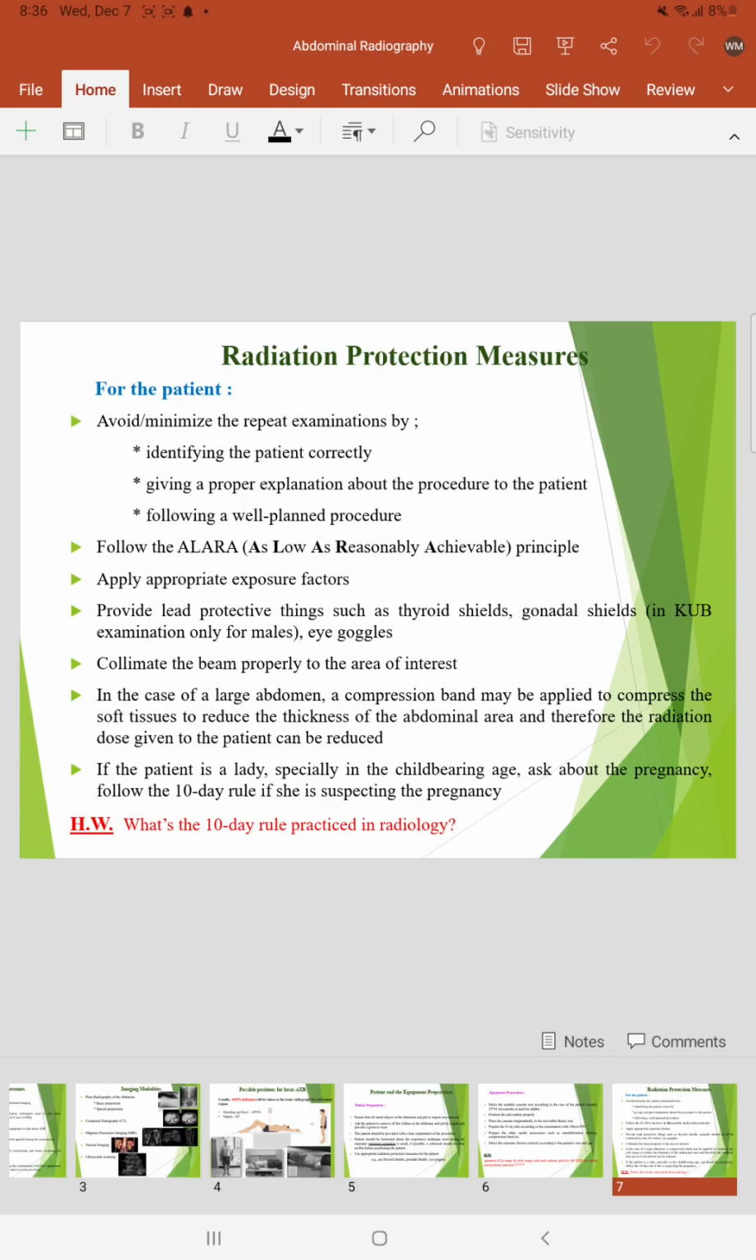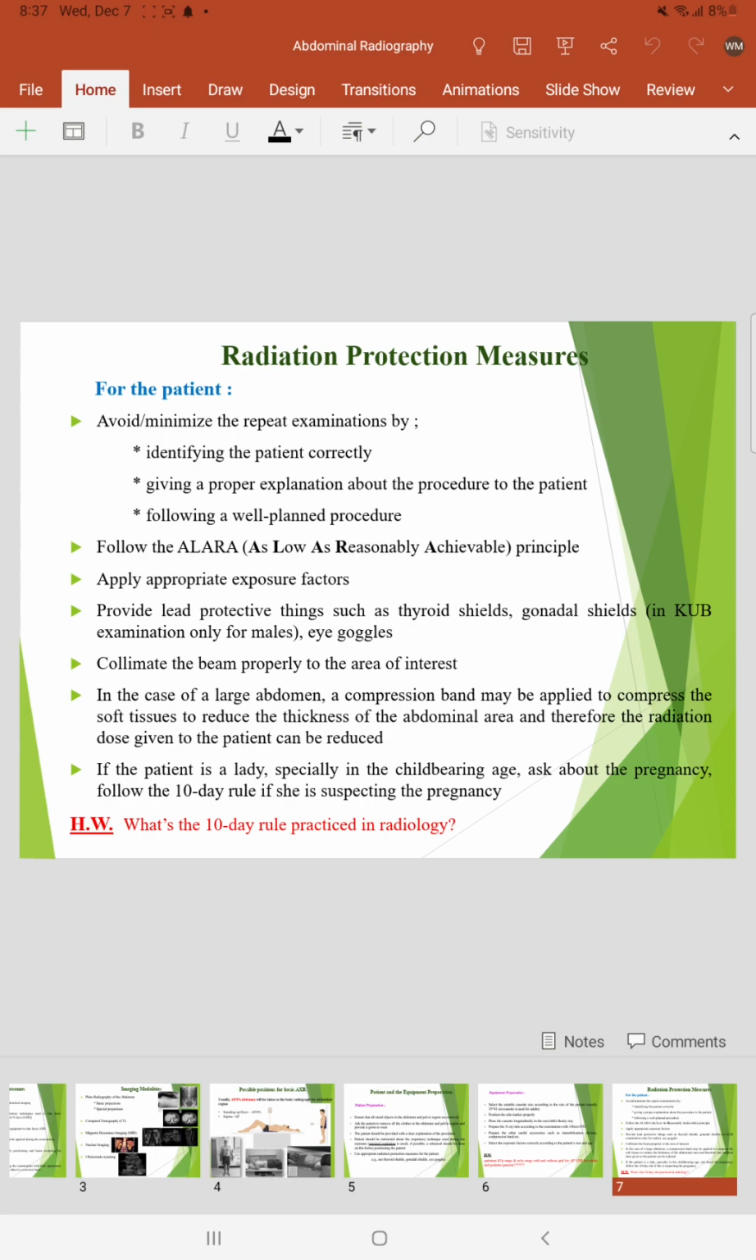Radiation protection measures for the patient. Avoid or minimize the repeat examinations by identifying the patients correctly, giving a proper explanation about the procedure to the patient, following a well-planned procedure. Follow ALARA principle, apply appropriate exposure factors, provide lead protective things such as thyroid shields, gonadal shields, and eye goggles. In KUB examination only for males, we use thyroid shield, gonadal shields.